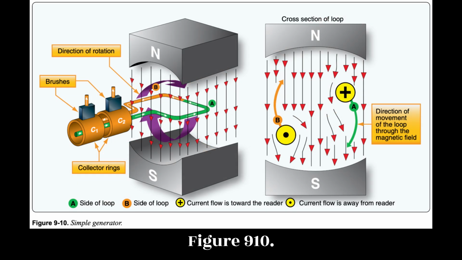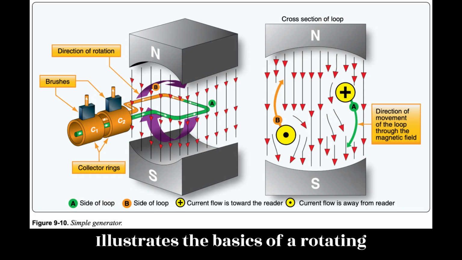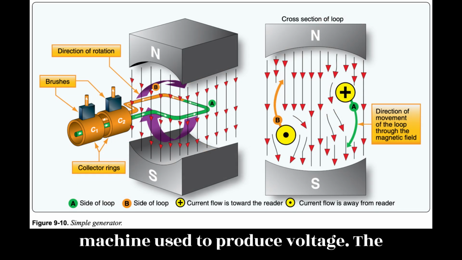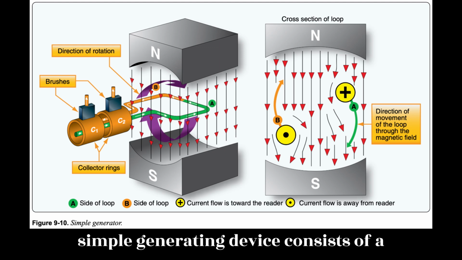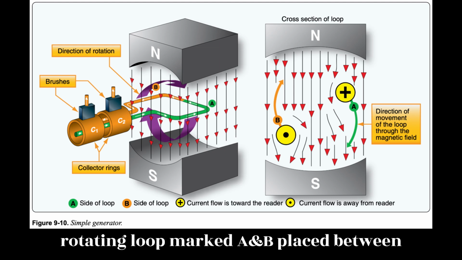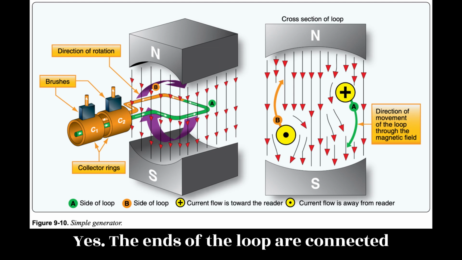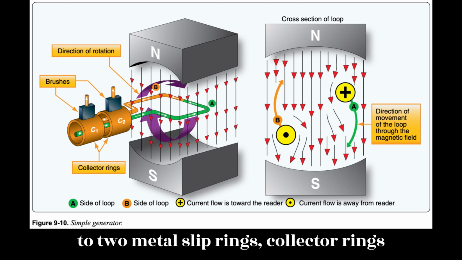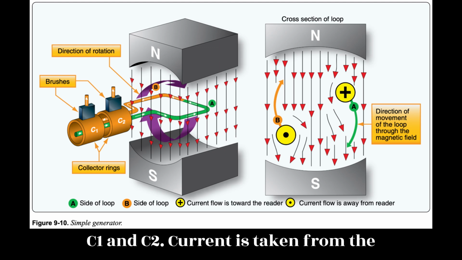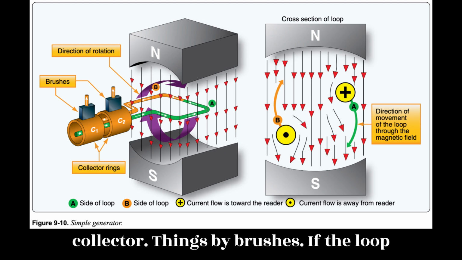Figure 9.10 illustrates the basics of a rotating machine used to produce voltage. The simple generating device consists of a rotating loop, marked A and B, placed between two magnetic poles, north, N, and south, S. The ends of the loop are connected to two metal slip rings, collector rings, C1 and C2. Current is taken from the collector rings by brushes.